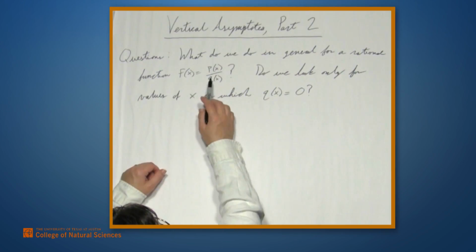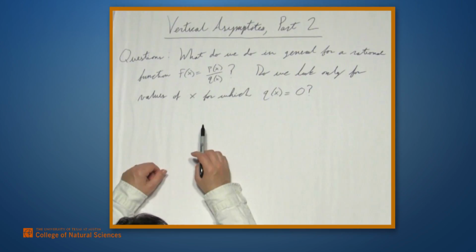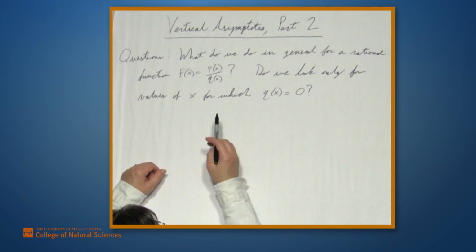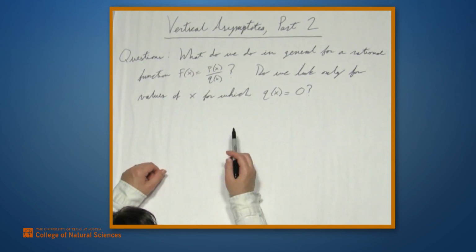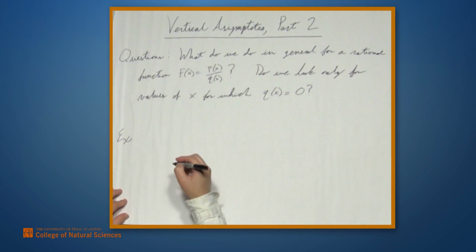In those cases, we set q equal to 0 to find the problematic points. Those are where we had vertical asymptotes. So the second question is, do we look only for the values of x for which q of x equals 0? To answer that question, let's look at an example.